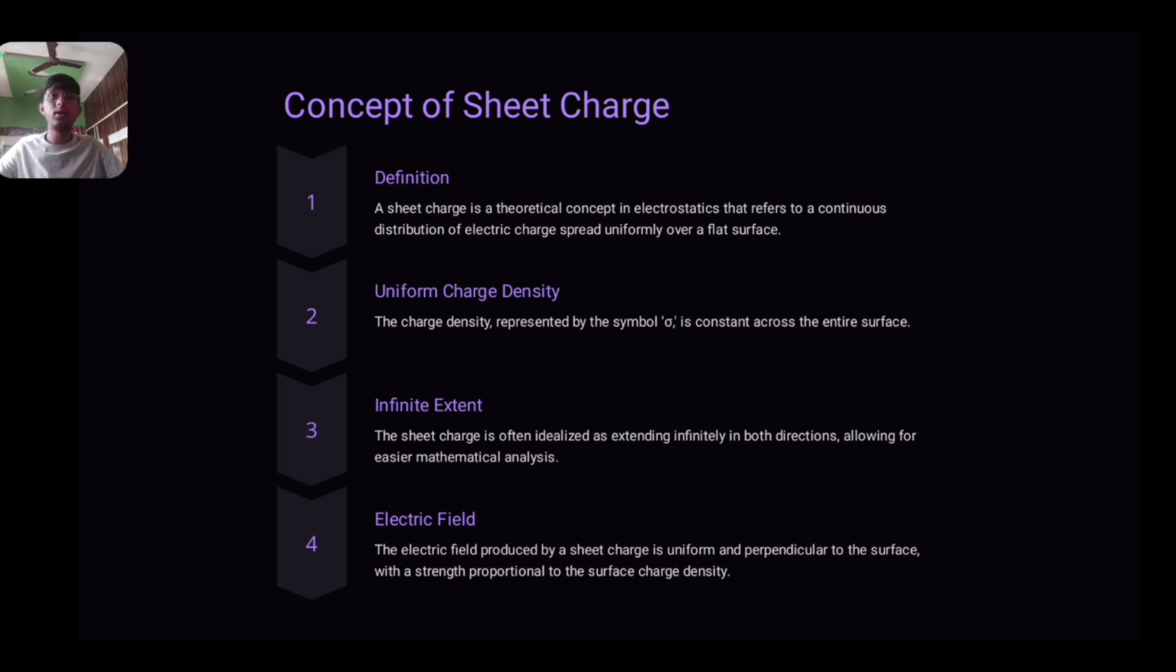First, uniform charge distribution. A sheet charge is characterized by a uniform distribution of charge across its surface. This means that the charge is evenly spread out, resulting in a consistent charge density. Then infinite extent: a sheet charge is typically considered to have an infinite extent. This simplifies calculation and allows for a more straightforward analysis of the electric field. Then the third point is constant electric field. The electric field produced by a sheet charge is constant and perpendicular to the surface. This means that the strength is the same at every point on the surface.